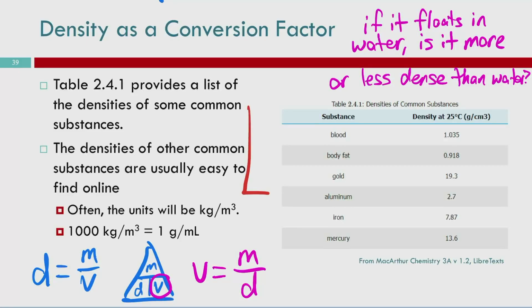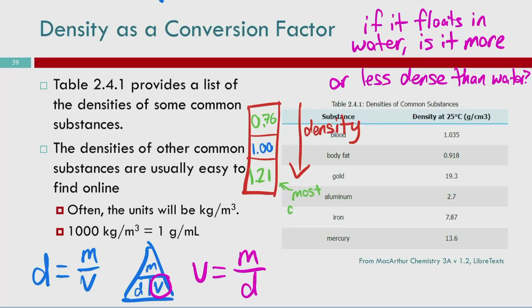So things will arrange themselves, like if we have them in a container, they will arrange themselves so that the highest density things will be on the bottom. Let's say in this example we've got water, and I think alcohol's something like 0.76 grams per milliliter, and we've got some fictional thing that's 1.21. So most dense will arrange itself at the bottom, assuming they don't mix, and least dense will be up at the top. And there are some fun demonstrations that you can do where you layer different colored liquids like this.